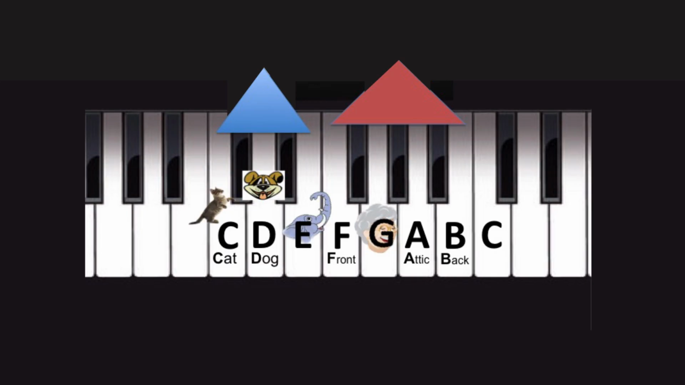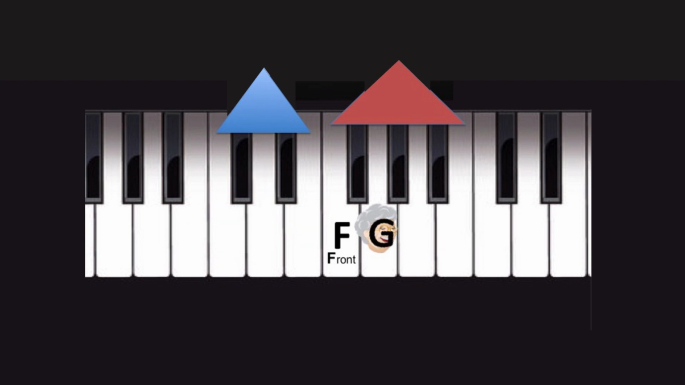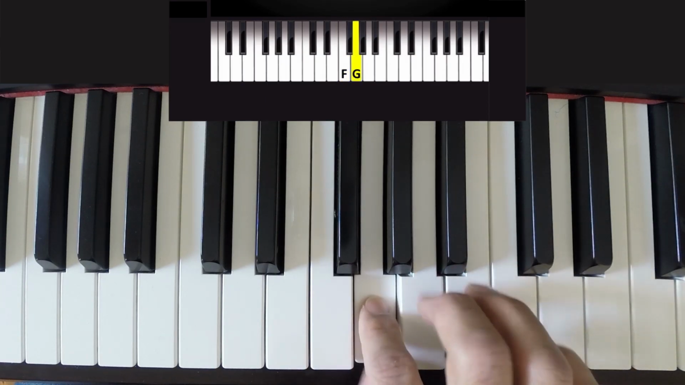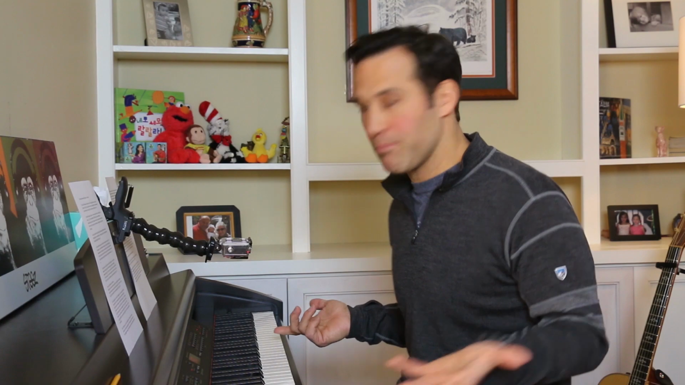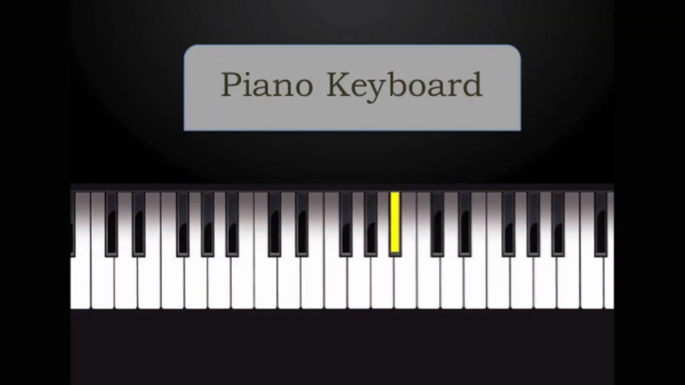All right, let's check out some of these other black keys. Let's look at the key between the front door and Grandma's room. This key is called F sharp or G flat because it's a 1/2 step higher than F and a 1/2 step lower than G. That's how it works for all these black keys. Pick another one. How about this note? Do you know what that's called? I bet you can guess. If you guessed A sharp or B flat, both of those answers are correct.